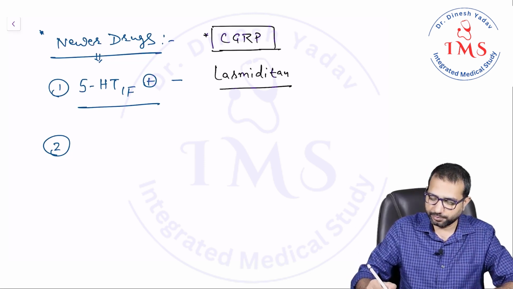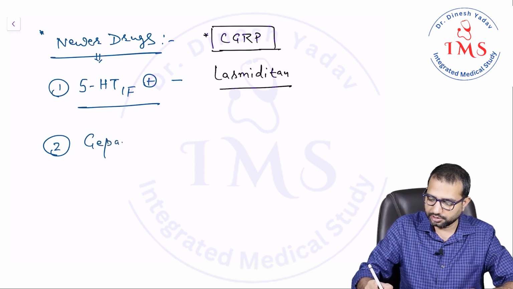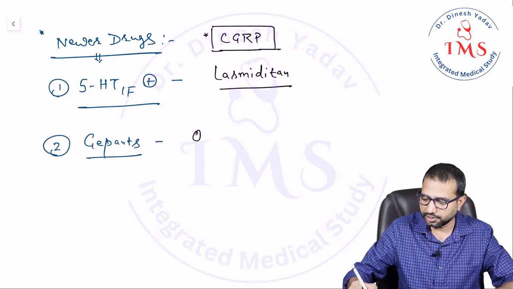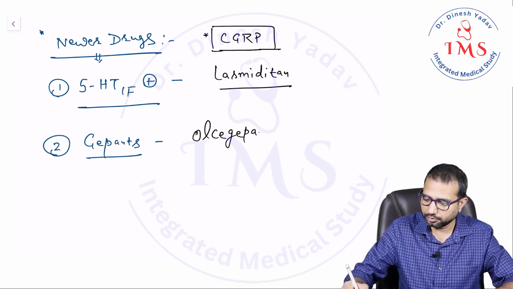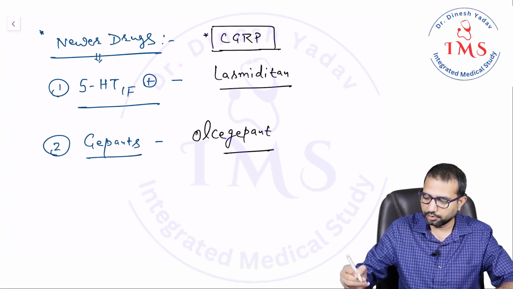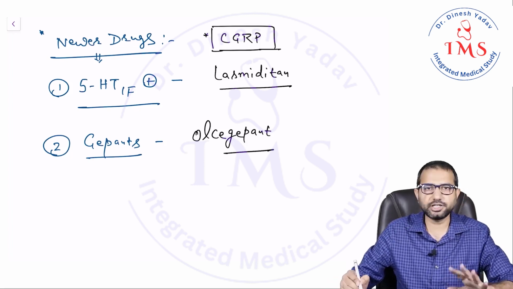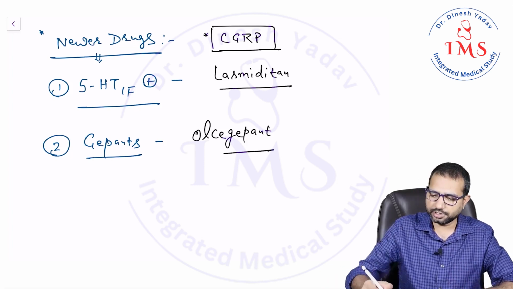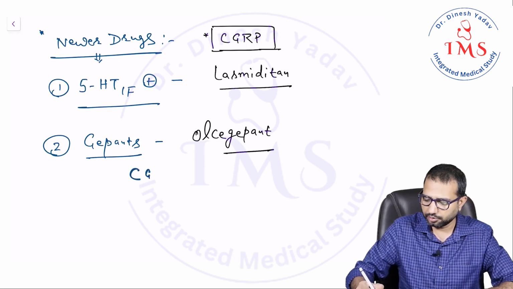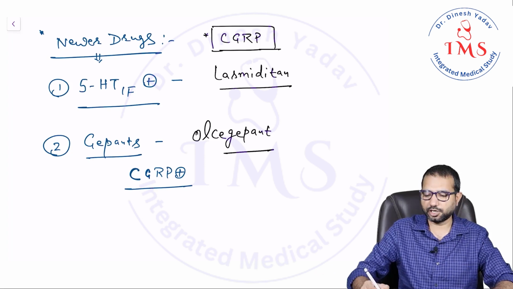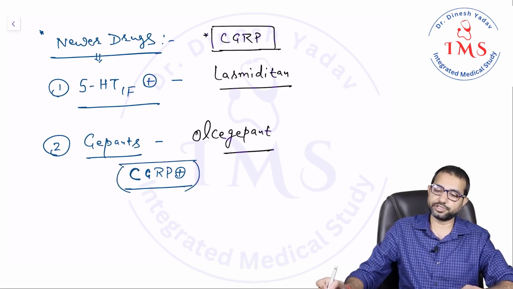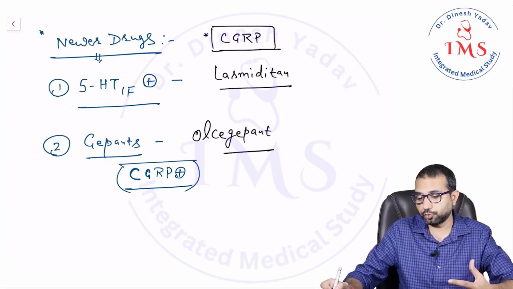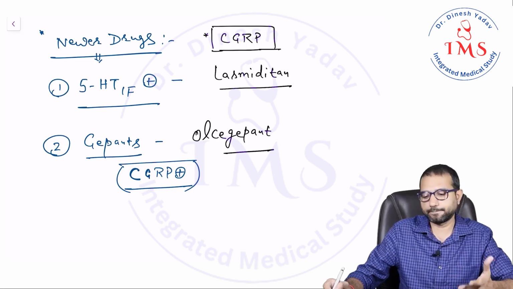So guys, we have the gepants. These gepants act on CGRP. So these drugs are like olcegepant, ubrogepant. So basically these are gepants, calcitonin gene related peptide receptor antagonists. So these are some newer drugs which have been approved for acute migraine headache.